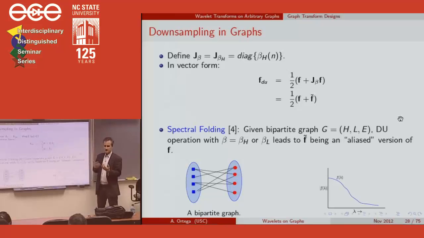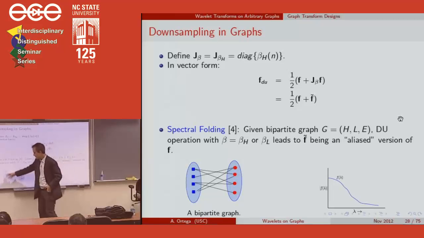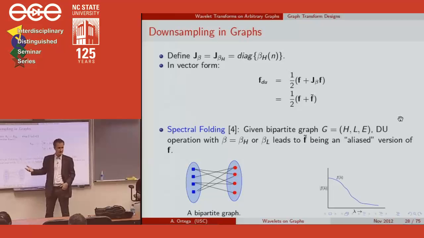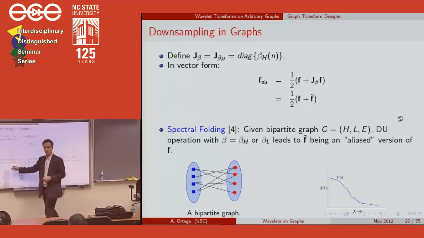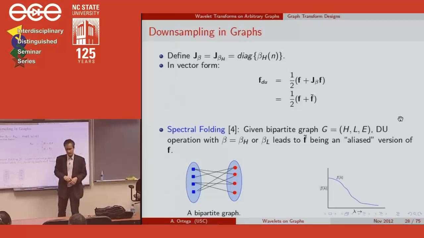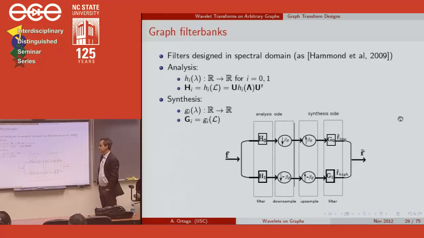Basically what it means is that the J beta operation maps one eigenvector into another eigenvector. That's essentially what it does. For example, it will map the lowest frequency eigenvector into the highest frequency eigenvector. And that's only for bipartite graphs when downsampling involves just keeping one color and setting the other one to 0. So this is for the bipartite case. All right, so now we're ready to look at the design of a 2-channel graph filter bank.